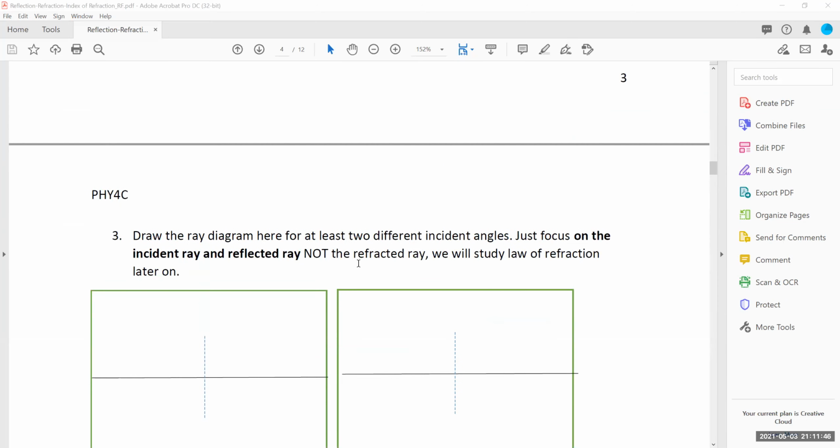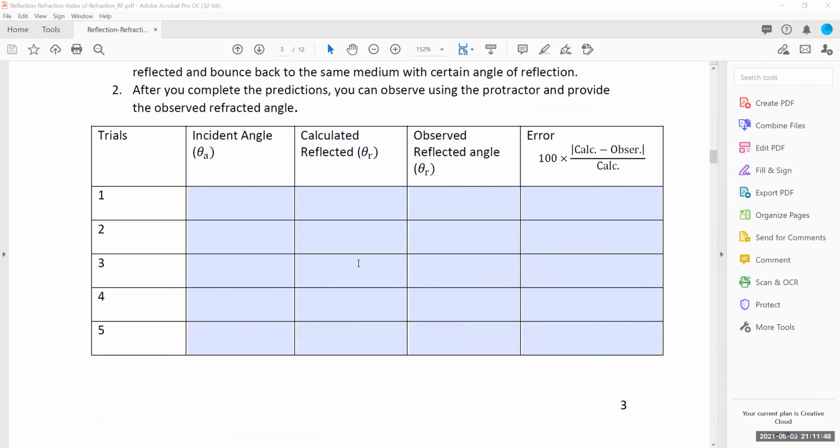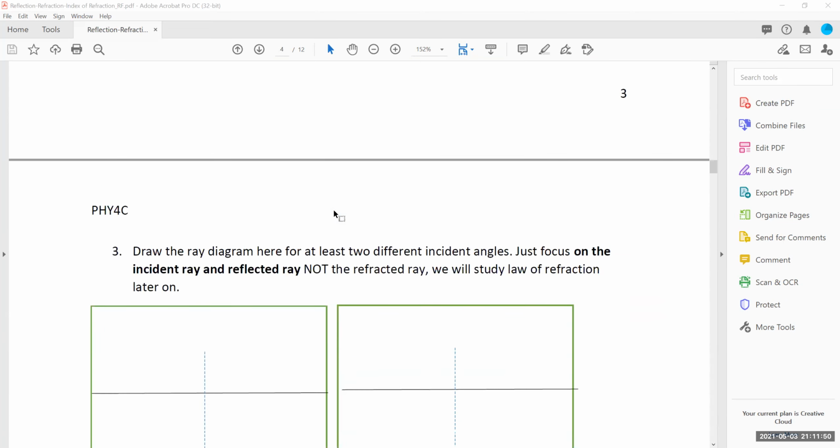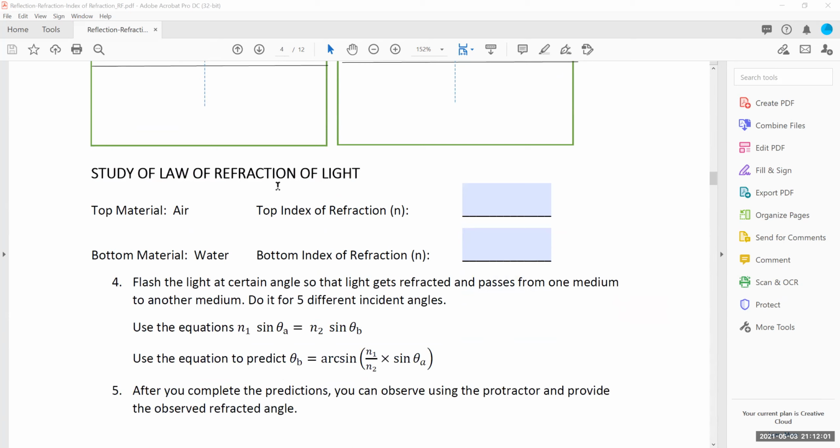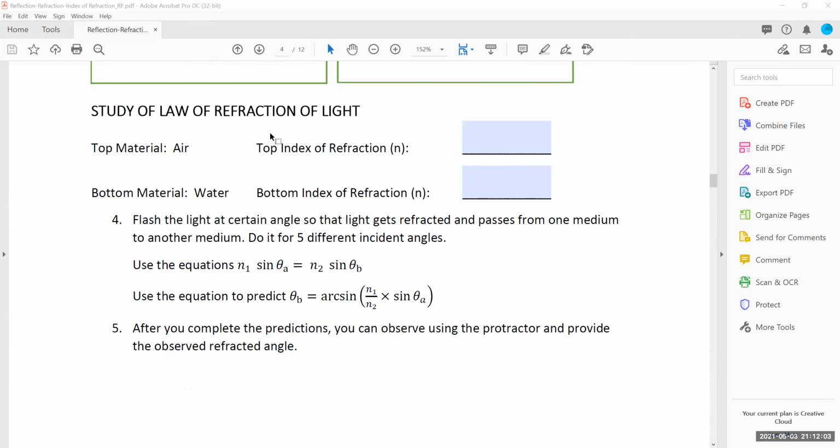So we're done with this part for the refraction. Now we're going to need to do the refract. So you have a drawing in here for a small value of theta A and a big value. Just focus on the reflected ray in this case. Now we're going to do the refraction.